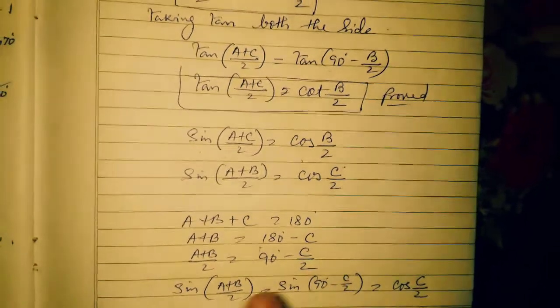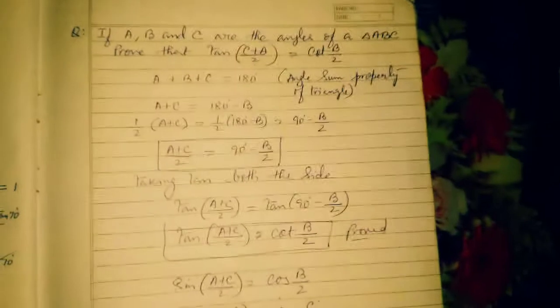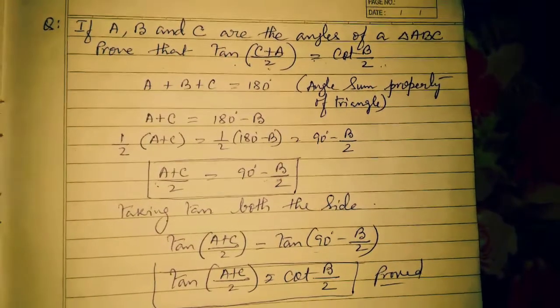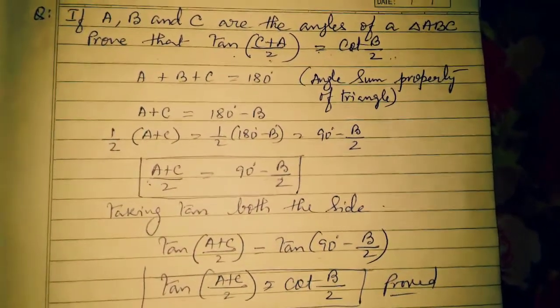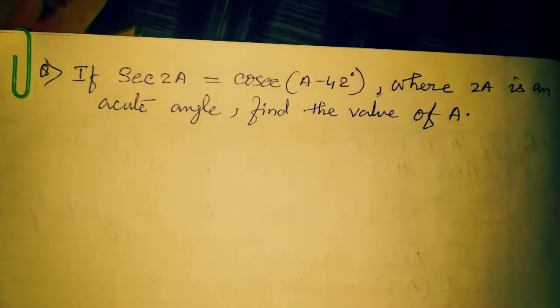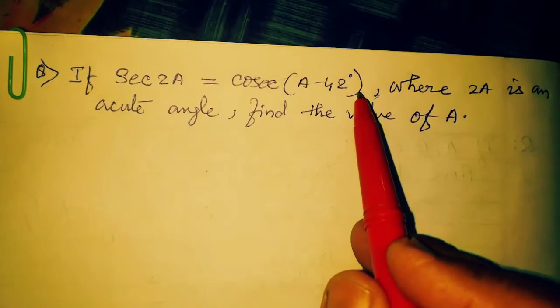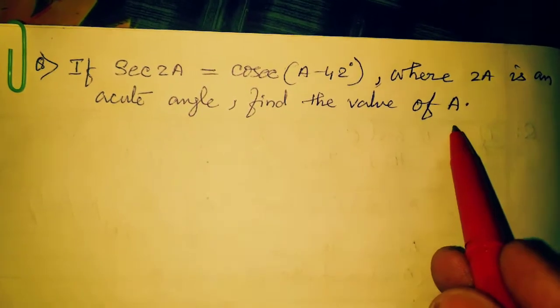So this way, even if the question comes in the reverse order, you will be able to solve it. But we'll try to understand the technique of this question so that you can easily solve it if the question comes in different ways. Clear? Next question: given sec 2A equals cosec (A minus 42 degrees), where 2A is an acute angle, find the value of A. Clear, student?